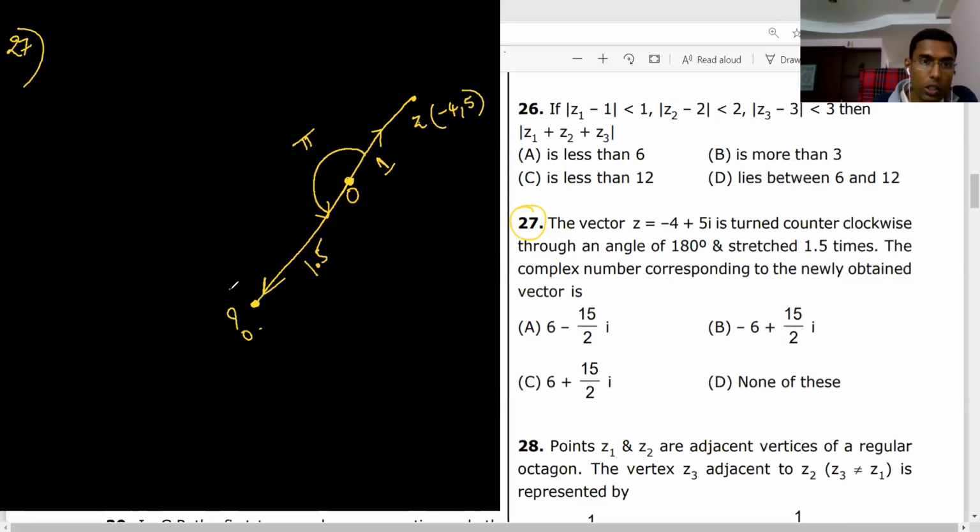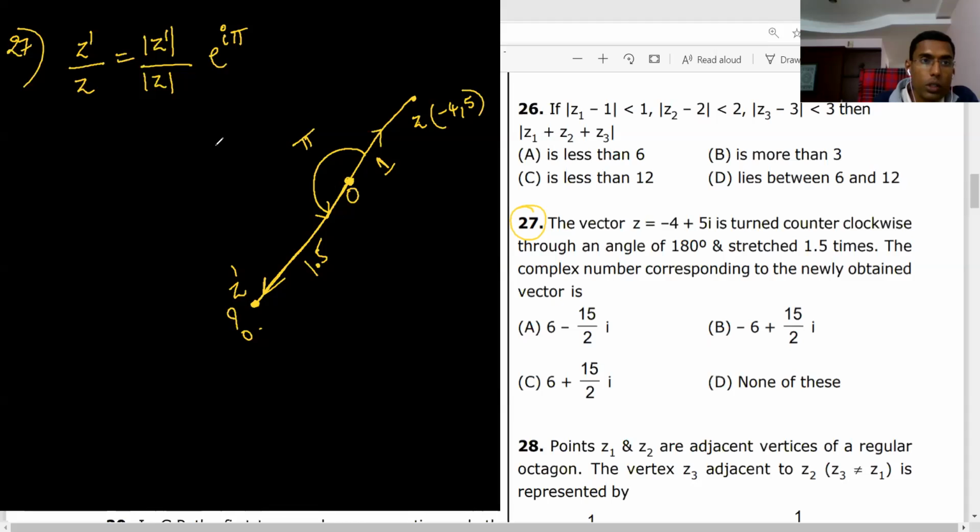This final vector you consider as z dash. Z dash by initial vector z equals modulus of z dash by modulus of z into e to the power of i pi. So this is the formula. Final vector by initial vector equals modulus of final vector by modulus of initial vector into e to the power of i pi. This is the formula.